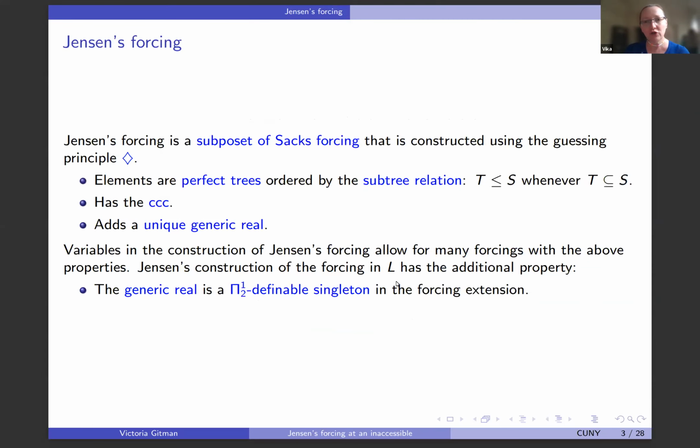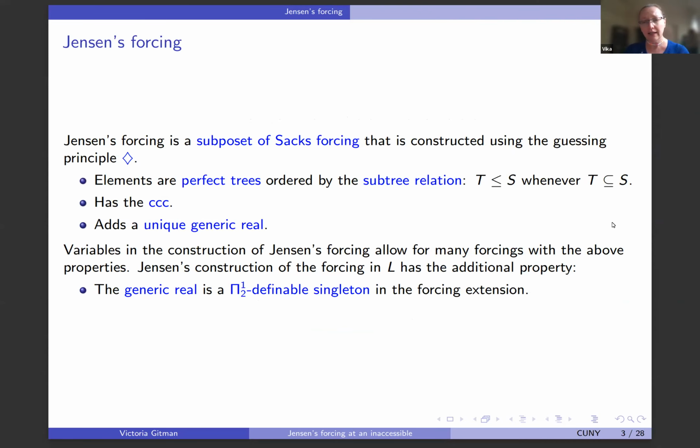And so, okay, for starters, this is joint work with Cy Friedman. And I'm going to start by reminding people about what Jensen's forcing is, how it's constructed, and what it's good for. And then we will talk about the generalization and why I'm interested in the generalization. So what is the application that me and Cy have in mind?